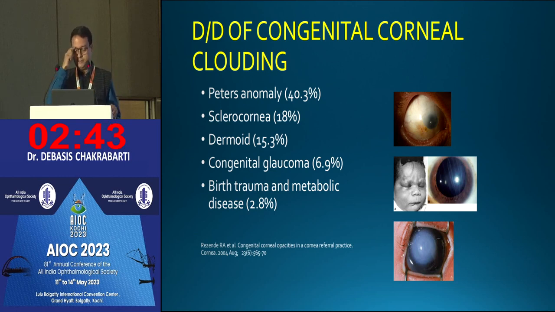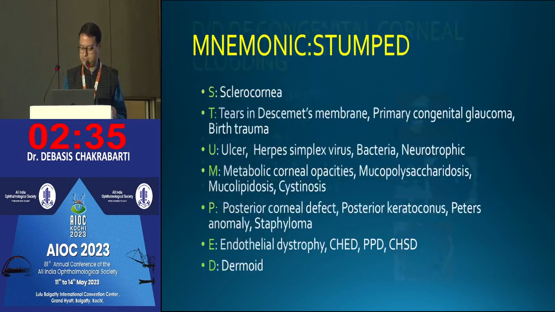This study listed the common differential diagnoses like Peters anomaly, sclerocornea, dermoid, congenital glaucoma, birth trauma and metabolic disease. So the mnemonic to remember is STUMPED. S stands for sclerocornea, T stands for tears in the Descemet's membrane, U stands for ulcer, M stands for metabolic corneal opacities, P for the posterior corneal defect, E stands for endothelial dystrophy, and D for dermoid.